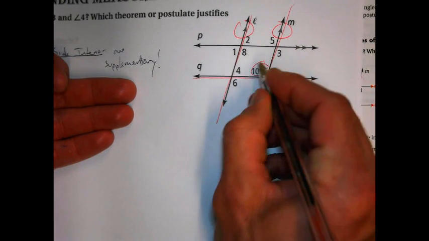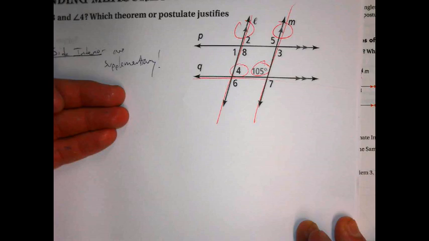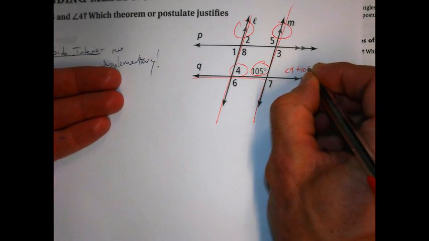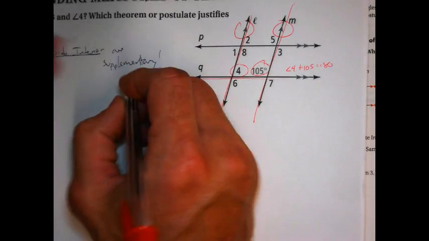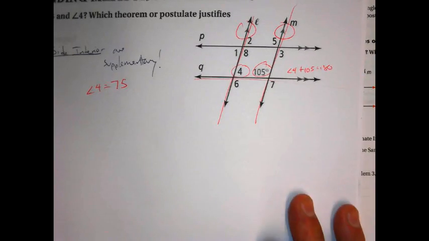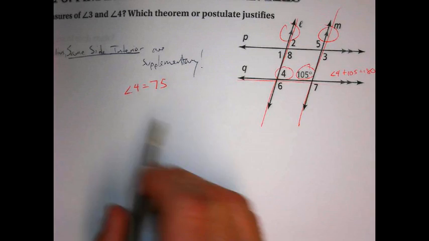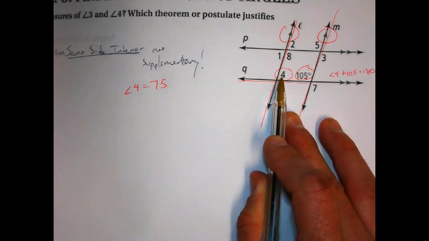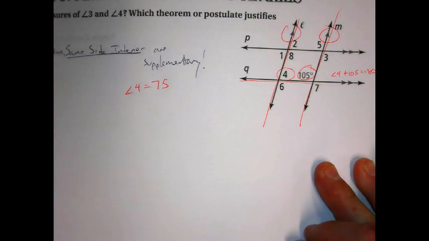So they are supplementary. That means angle 4 plus 105 is equal to 180, which means angle 4 is equal to 75. We just subtract from 180. Okay, so we have just established angle 4 measures 75. Now, what is the measure of angle 3?